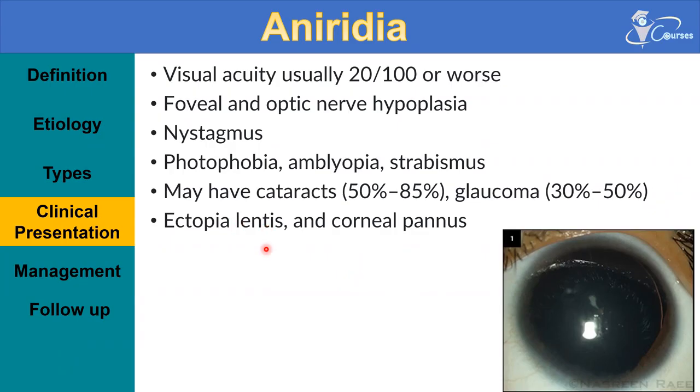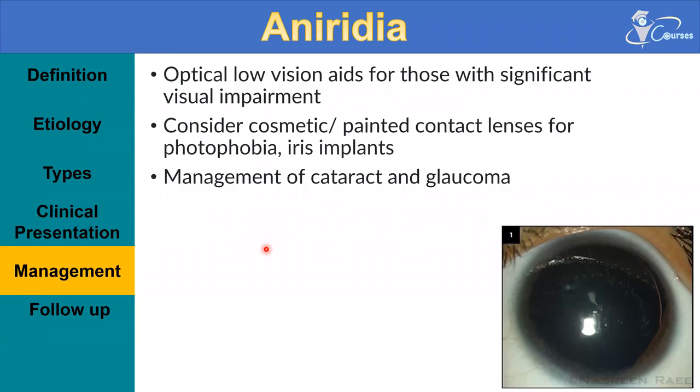Okay, what about the management? How can we manage a patient with aniridia? For those patients who have low vision or low visual potential, a low vision aid will be beneficial, especially for those who have significant visual impairment. They can have a cosmetic or painted contact lens for the photophobia to decrease the amount of light.